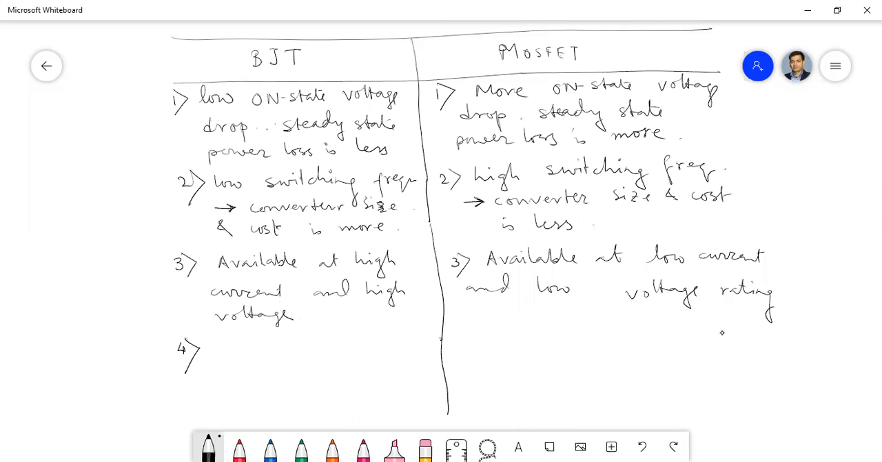Number 4, more base drive power is required for the BJT because it's a current control device, isn't it? So you need a base to emitter current to switch on the device. But the power MOSFET is basically a voltage control device, and the conduction starts by electrostatic induction. So therefore the power requirement is very low.